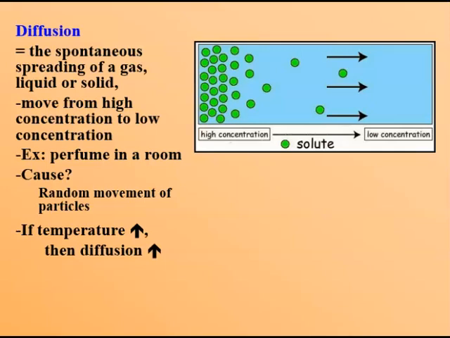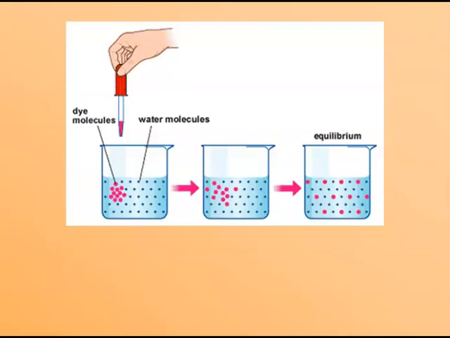If we increase the temperature, the particles are moving faster, and so the rate of diffusion increases. We see this happening in water. If you put dye molecules in water, you don't have to stir or anything, and the particles are constantly moving, so they spread out and then they are evenly distributed, and we call that equilibrium.